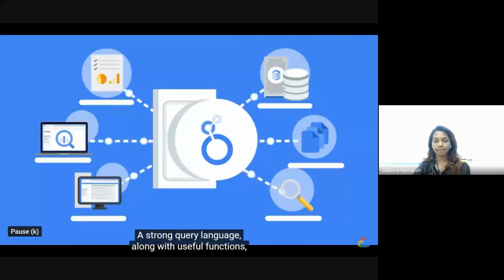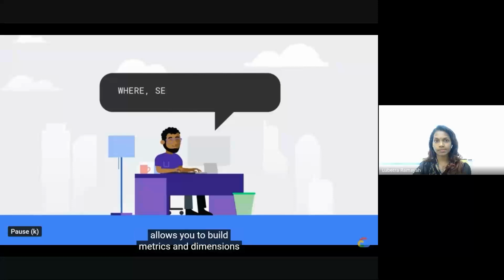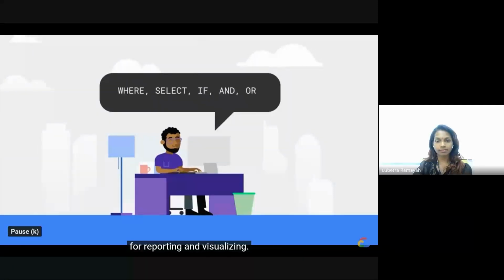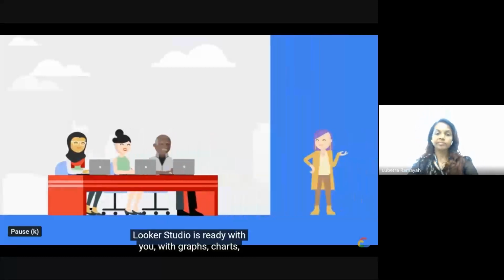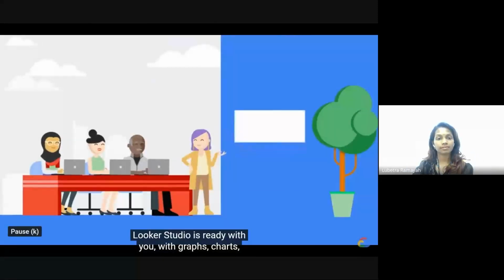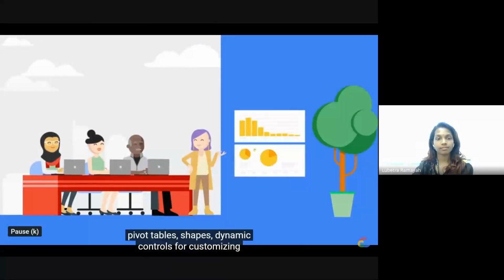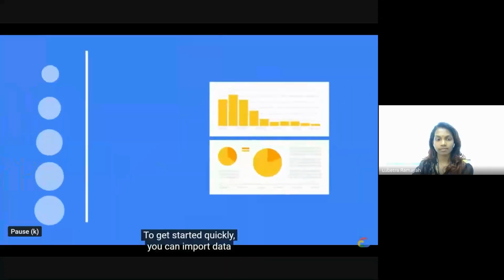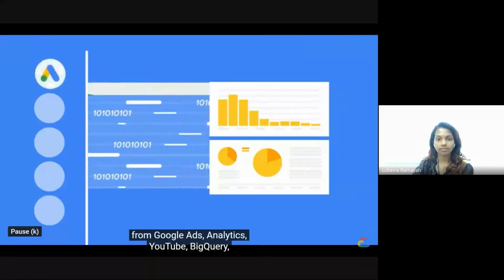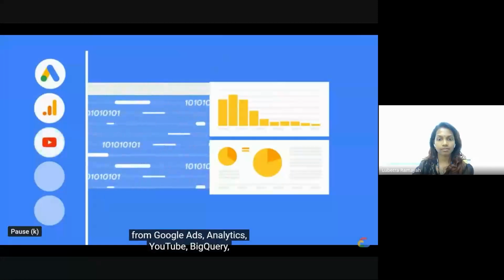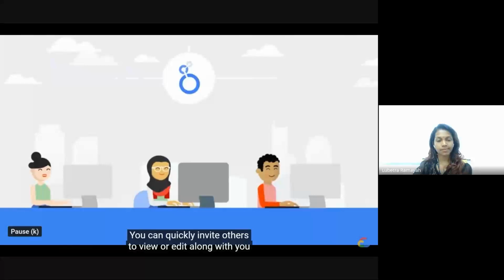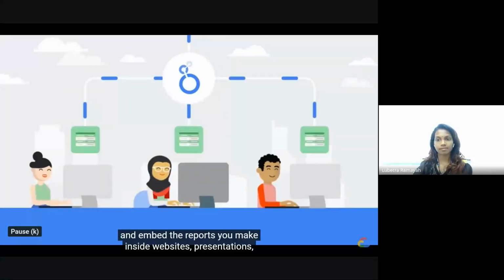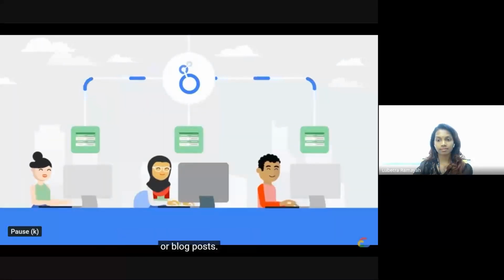A strong query language, along with useful functions, allow you to build metrics and dimensions for reporting and visualizing. When you're ready to share your conclusions, Looker Studio is ready with you, with graphs, charts, pivot tables, shapes, and dynamic controls for customizing all your data. To get started quickly, you can import data from Google Ads, Analytics, YouTube, BigQuery, or just pull in a CSV or sheet. You can quickly invite others to view or edit along with you and embed the reports you make inside websites, presentations, or blog posts.